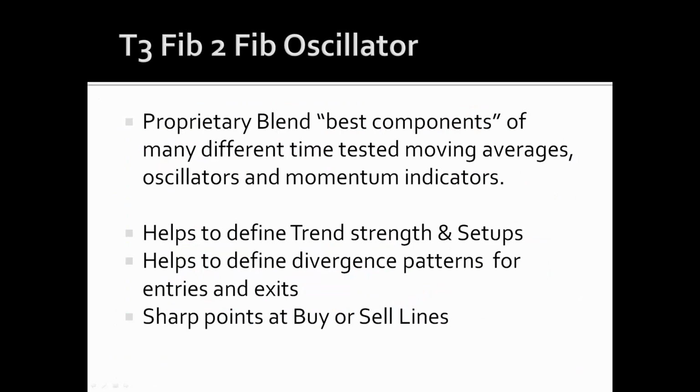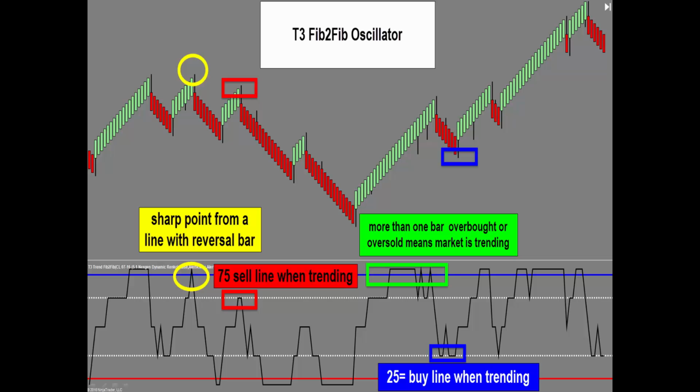The T3 Fib2Fib oscillator. It's a proprietary blend of the best components of many different time-tested moving averages, oscillators, and momentum indicators. And really, this indicator helps us to define trend, strength, and setups. It helps us to define divergence patterns for entries and exits, and also very clear, sharp points at buy or sell lines. We use this indicator with our Fibonacci areas, with our trigger lines, to give us an indication on either exiting a trade or getting into a trade.